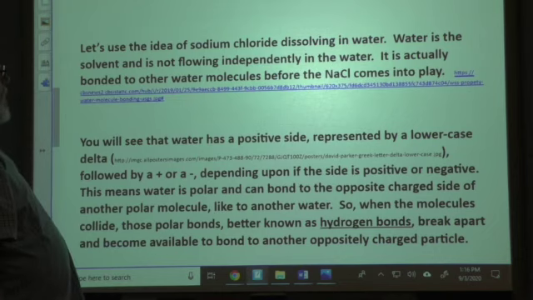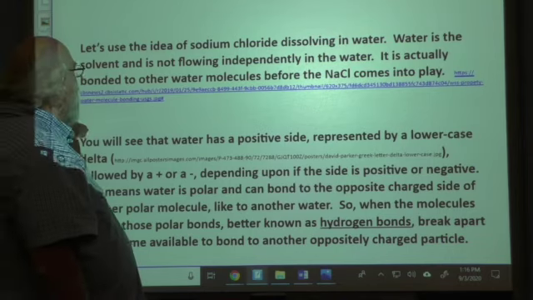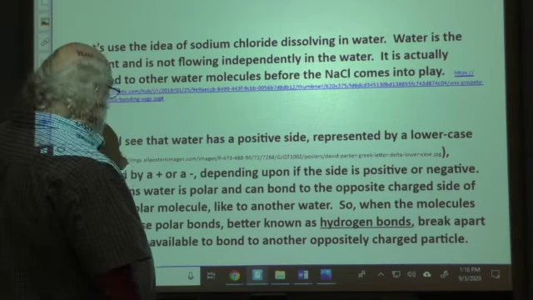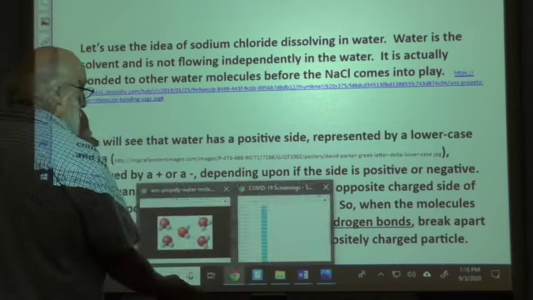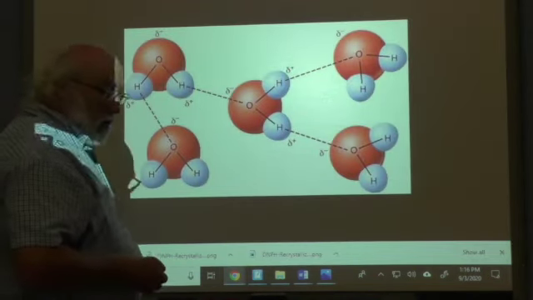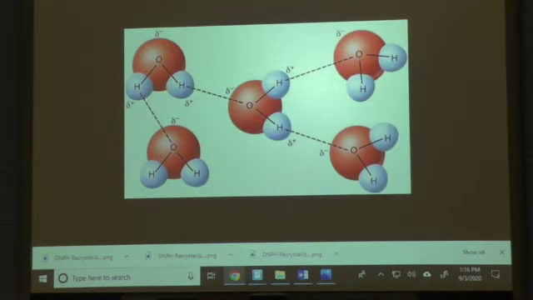Let's use the idea of sodium chloride dissolving in water. Water is the solvent, and it is not flowing independently in the water. It is actually bonded to the other water molecules before the sodium chloride comes into play. So let's find that, shall we? Here is water bonded to each other. Water does not move independently.